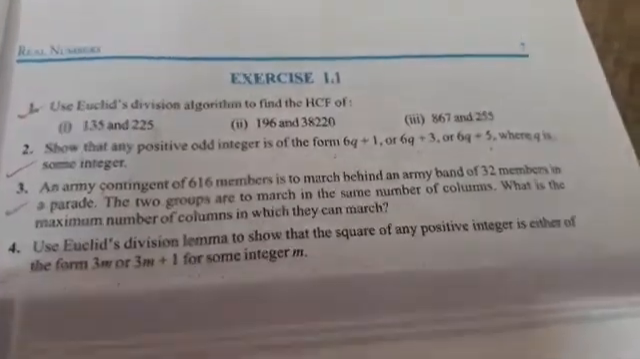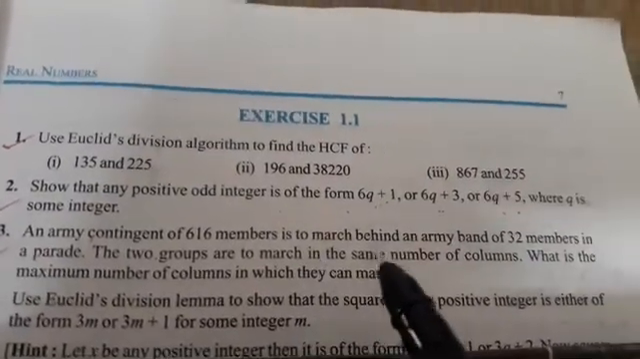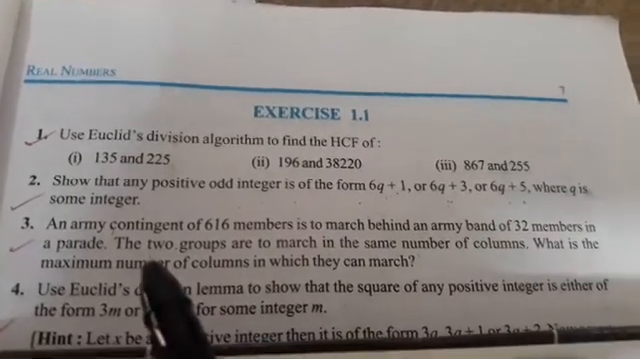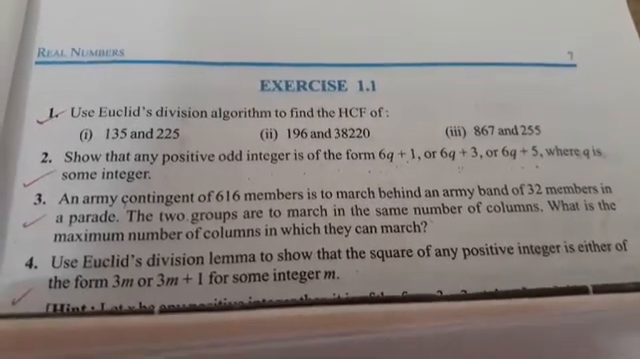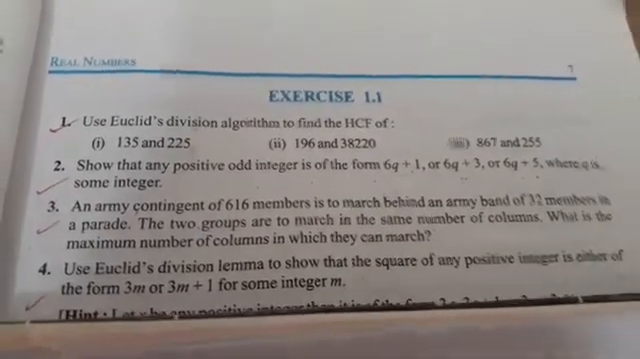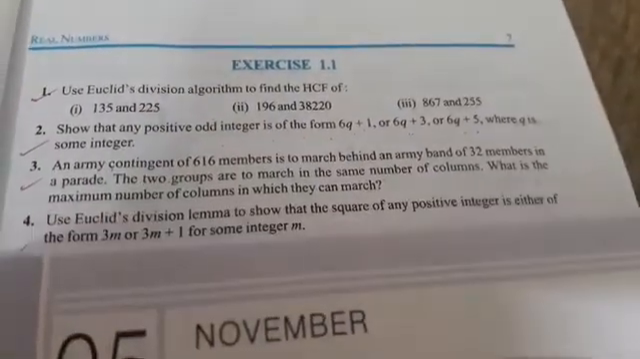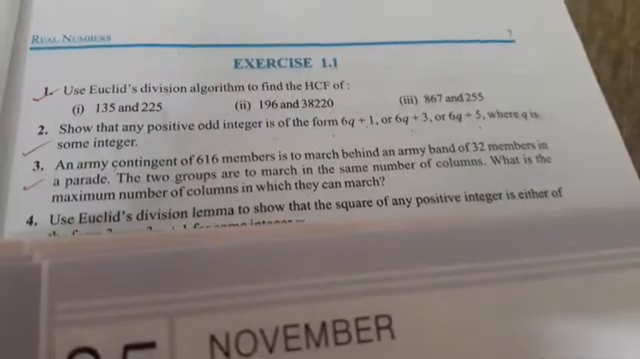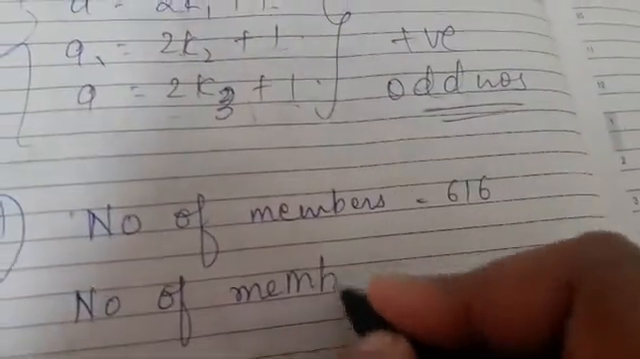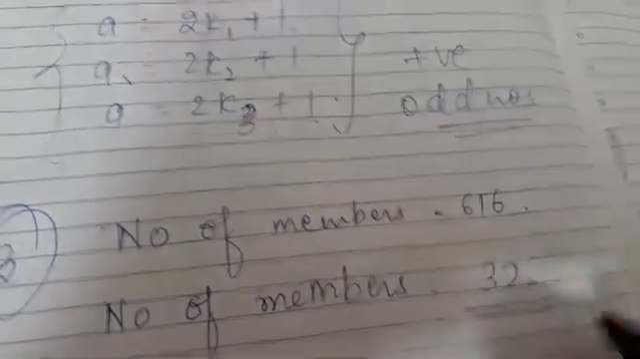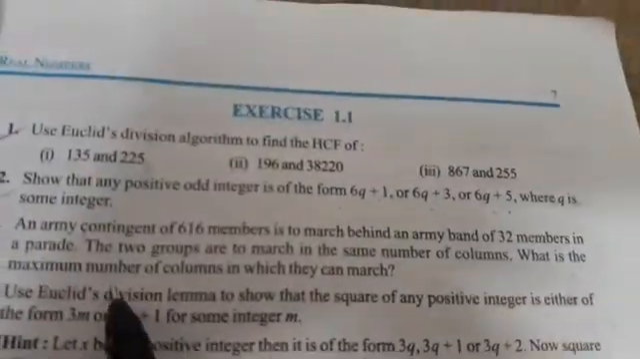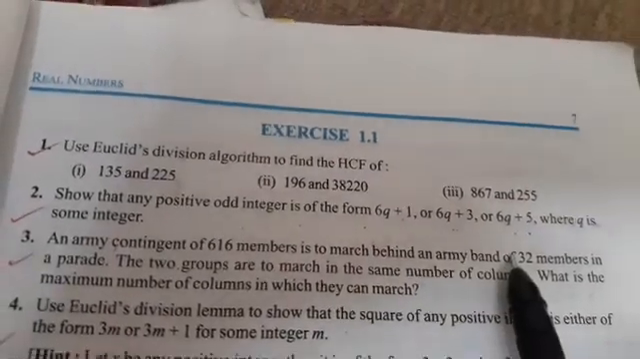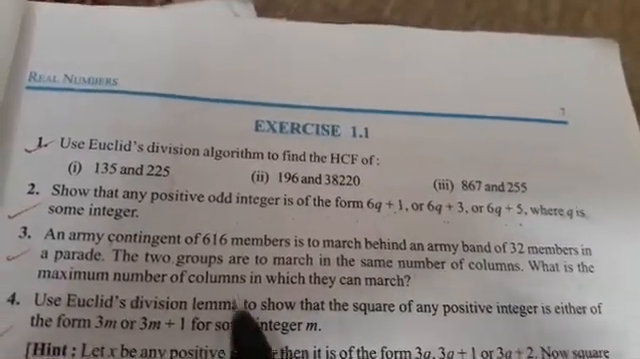Question 3 says, an army contingent of 616 members is to march behind an army band of 32 members in a parade. Now the army contingent has a total number of members of 616. In a parade, 32 will march. There are two groups. You have to find out the maximum number of columns in which the two groups can march.